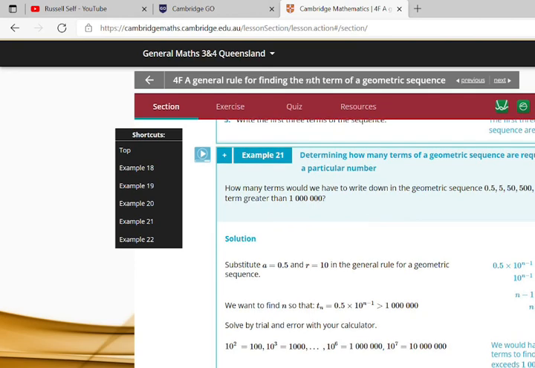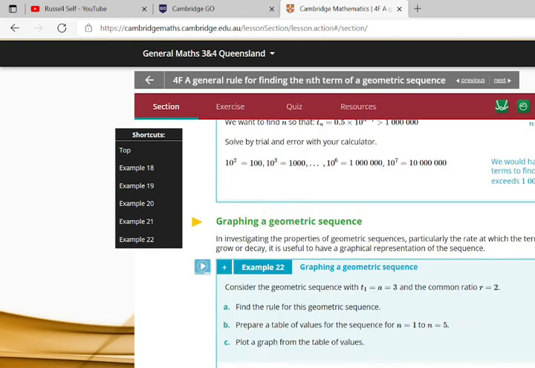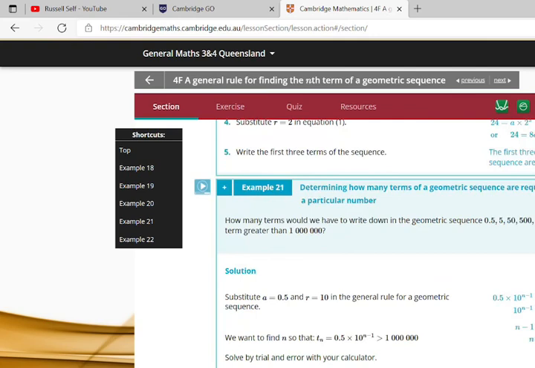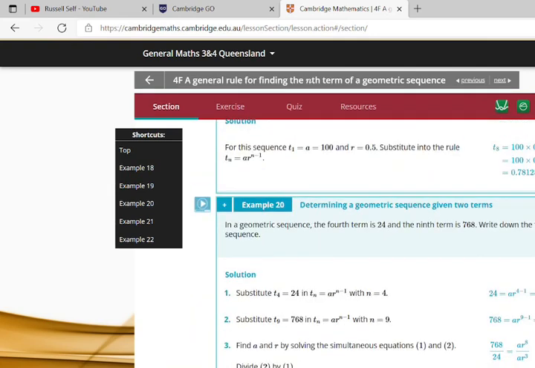And then, of course, graphing a geometric sequence. Remember that you're just going to find a table of values, and plot those. And if the numbers are going up, you're going to get that exponential curve going up. If the numbers are going down, you're going to get the exponential curve going down. Okay? So hopefully that'll help you out with your homework.